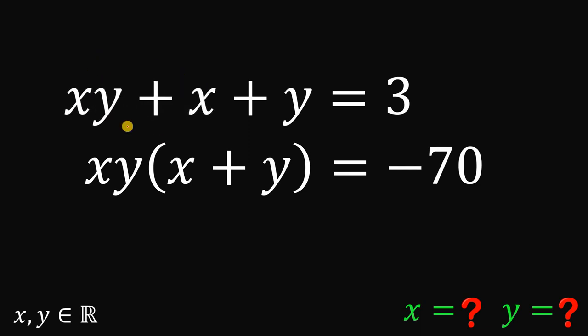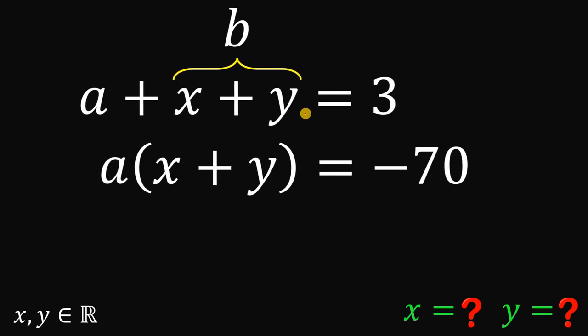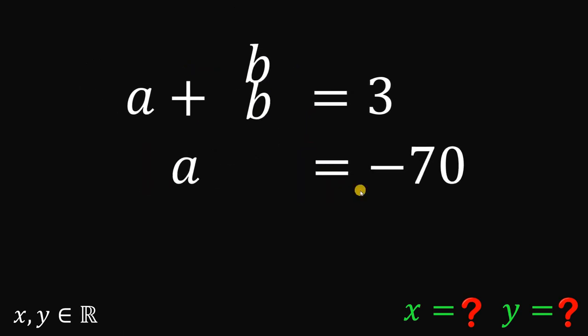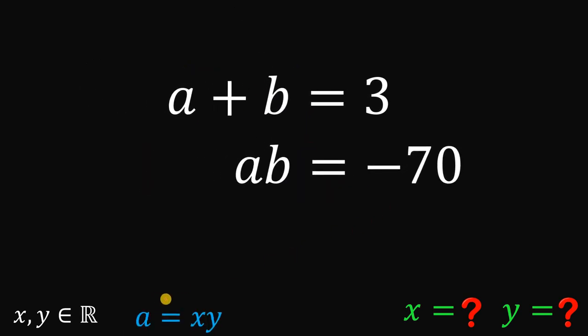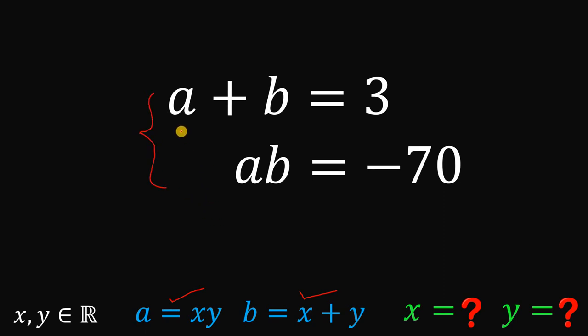Why do we do that? Because we will use some dummy variables. So let's call this xy as a, and x plus y, let's call this as b. So we can replace all xy with variable a, and x plus y with the variable b. But again, keep in mind that a equals xy and b equals x plus y. Now, using these two equations, we can easily solve for the value of a and b.